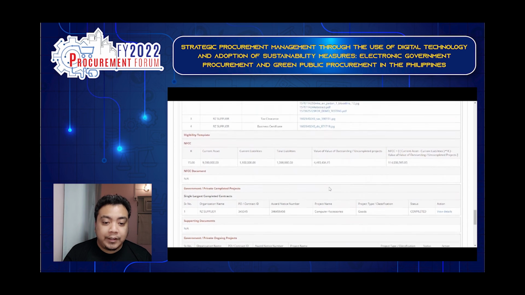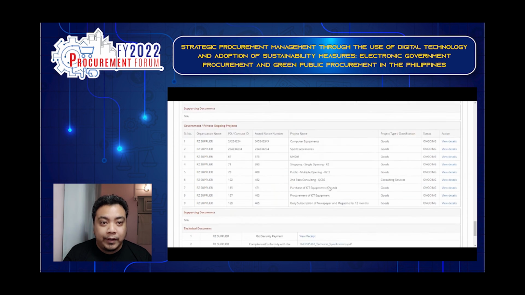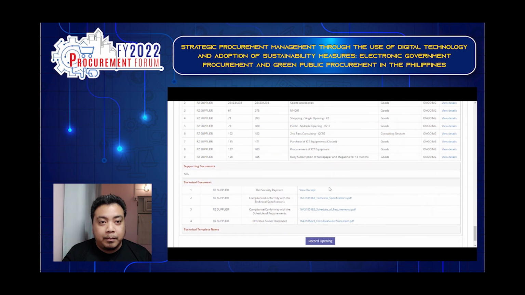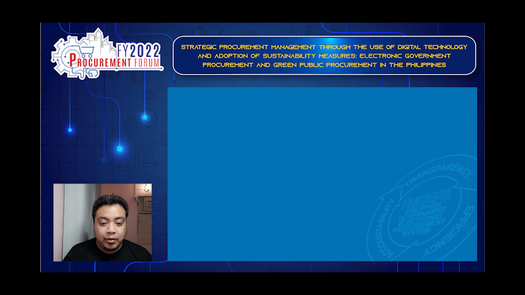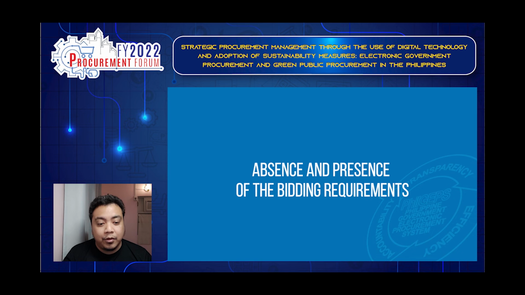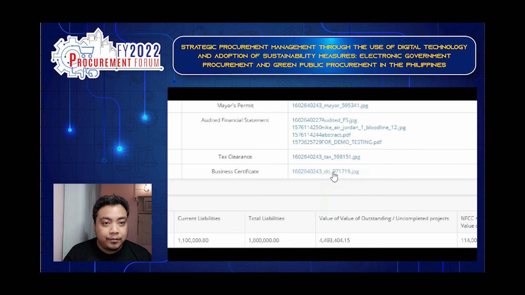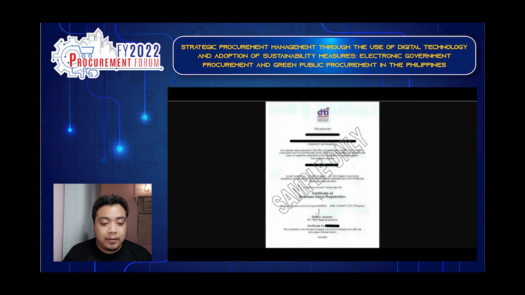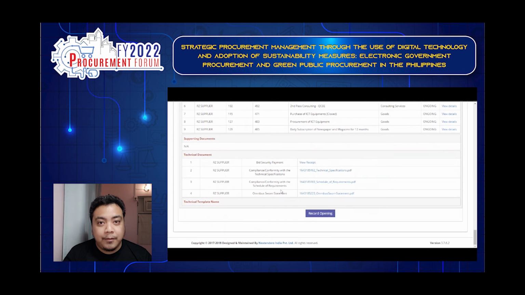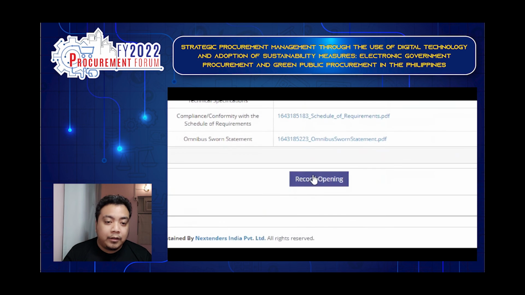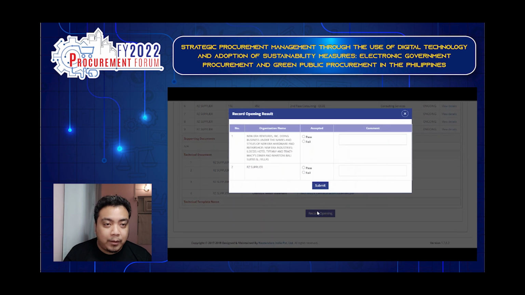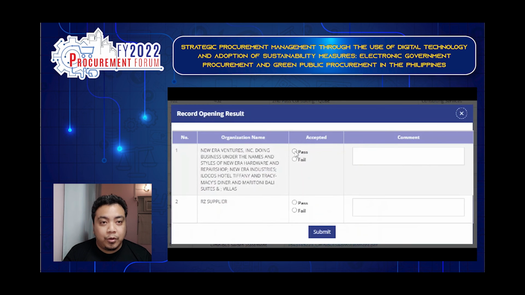So ito yung mga details na kailangang i-review at i-evaluate ng BAC natin. So absence and presence of the bidding documents requirements. So by that, just click the file, check it kung tama, then click the record opening, and then tick the box kung pass or fail ba yung document, existing ba siya or hindi. Then click the submit button.